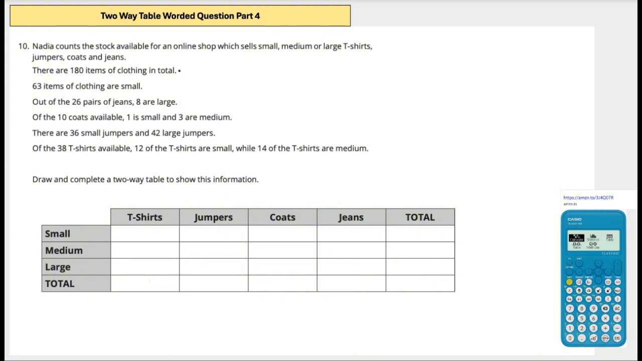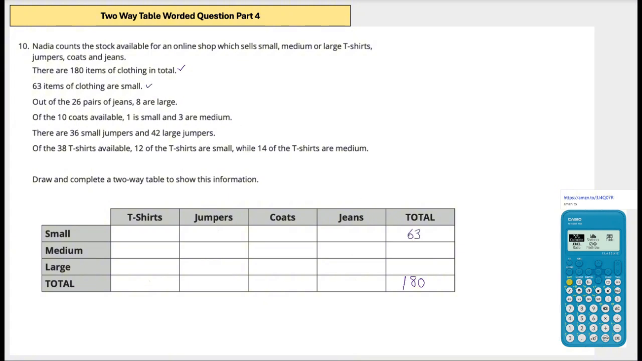So we know there are 180 items of clothing in total. So that's 180. That's our total of everything, 180. So now I'm going to tick it off. Please tick it off as you go along, because you can get confused if you've done it or not. 63 items of clothing are small, so that's a total, isn't it? So where's items of clothing are small? So that would be 63 there.